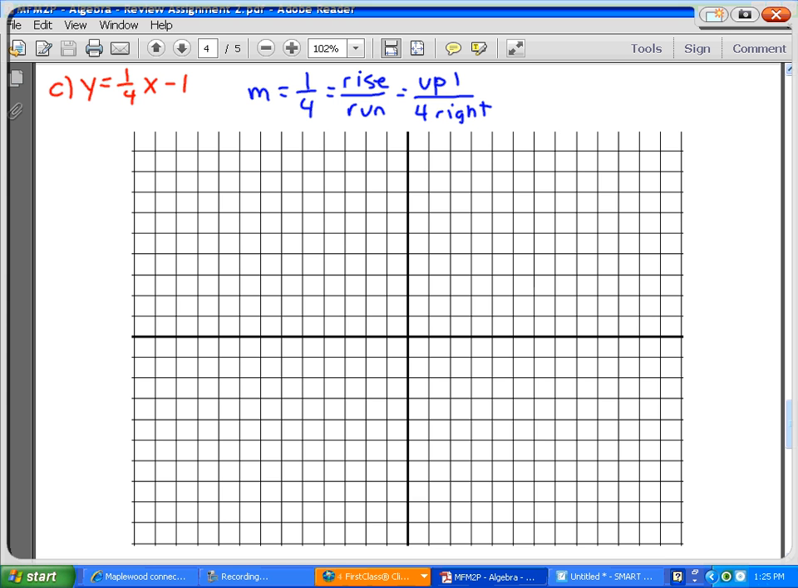Someone other than Jake and Jude, the 2 master graphers today. What is the other point that I can get from this graph? Yeah, so my b is my y-intercept. It's -1, which is 0, -1, which is my starting point. Okay.